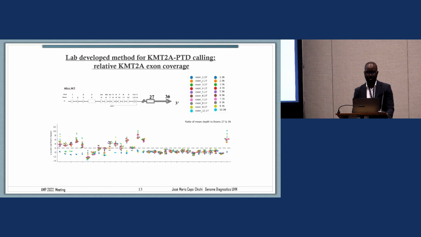As expected, individuals that have a relative mean coverage around 1 will not have a KMT2A PTD, so absence of partial tandem duplication. In our experience, individuals that tend to have a mean coverage at 2 standard deviations tend to have a partial tandem duplication. But we always have the odd cases that sit right at the 2 standard deviation. And we'll see later, but those are cases that are more suspicious for other types of genetic rearrangement going on that do not involve a PTD per se.